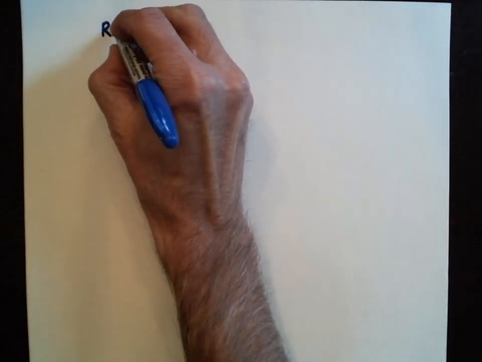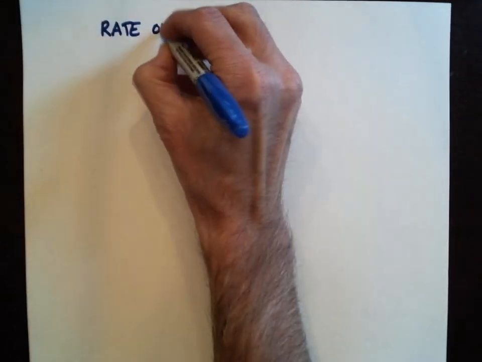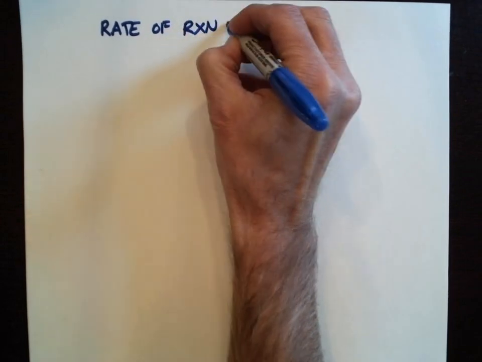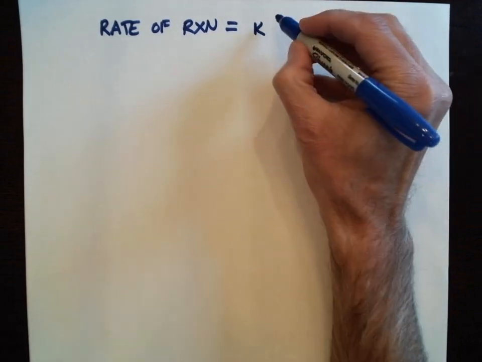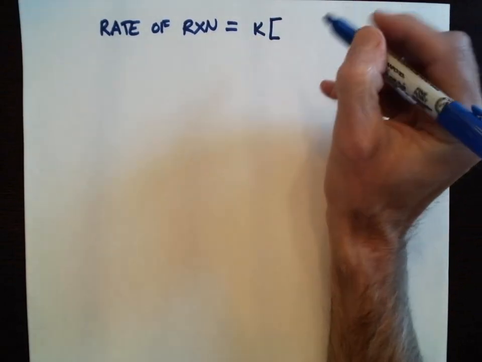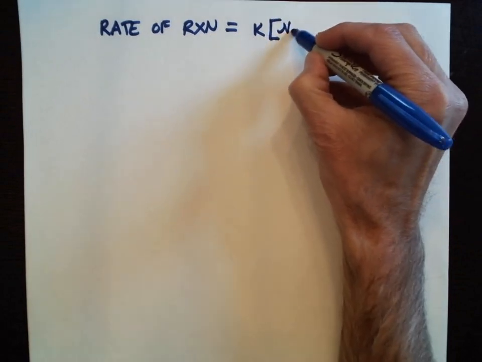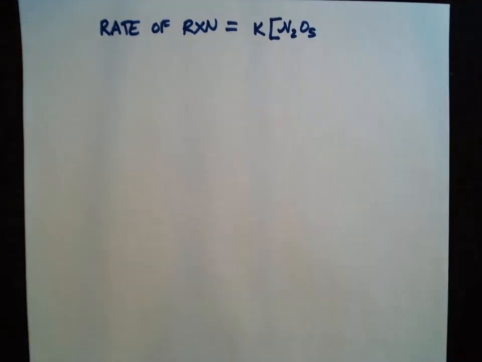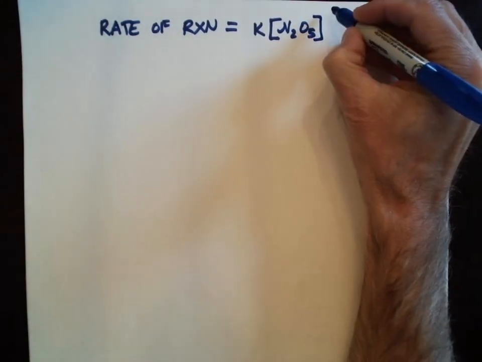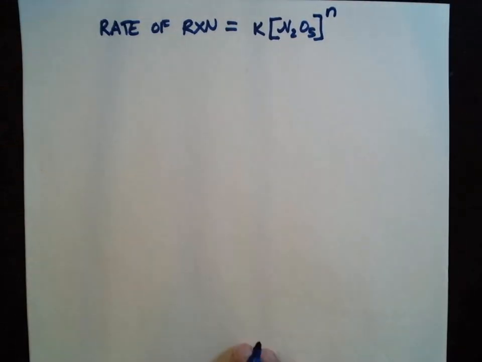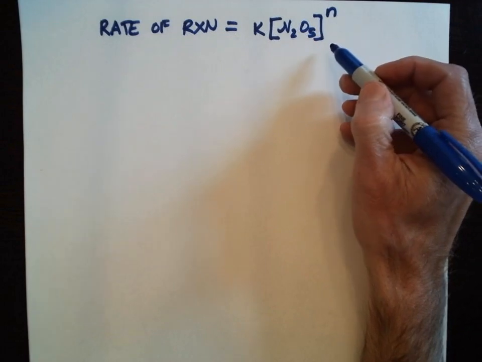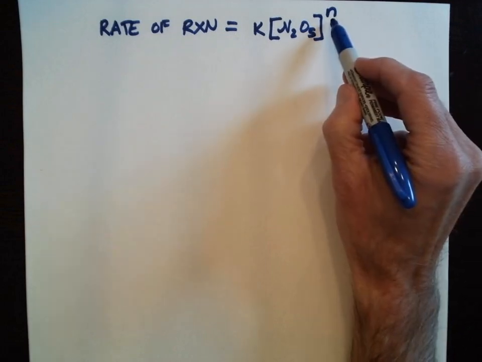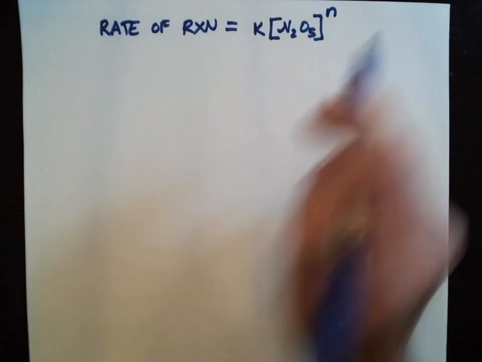We assume that the rate of a chemical reaction is going to be equal to some constant k, we call this the rate constant, times the concentration of the reactants. In this case, we're going to call our reactant N2O5. That's what we saw in this reaction here. So the concentration of N2O5 raised to some power n. So it could be like the first power, second power, or something like that. Now the question is, how do we find what the power n is?